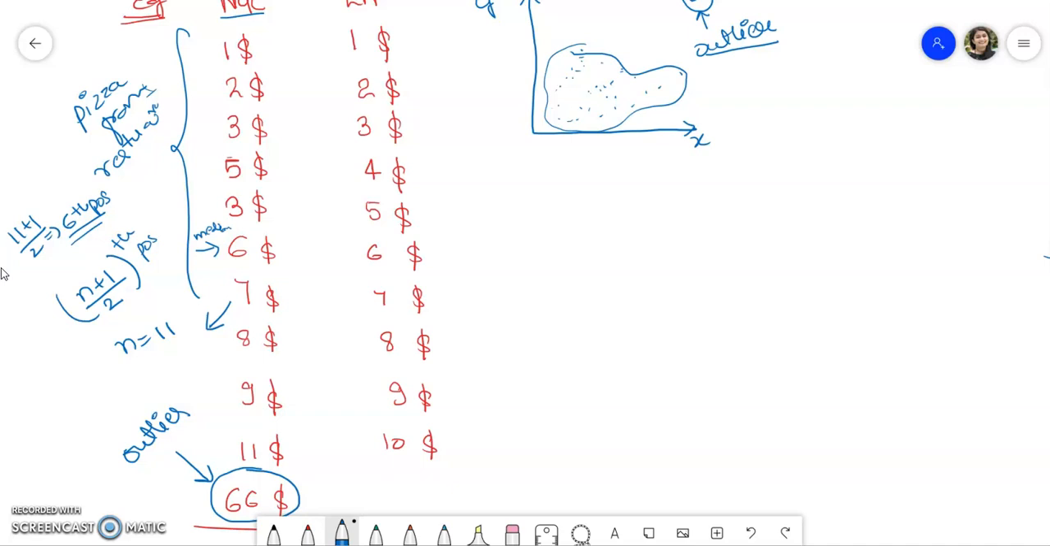And when n is even, let's take another example. Here you can see the number of data points is 10. When n is even, you have to add the middle two elements and then find the mean. So here the middle two elements are these.